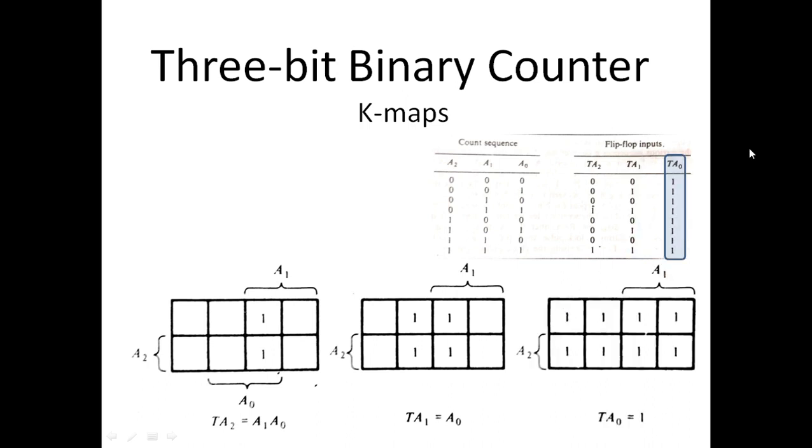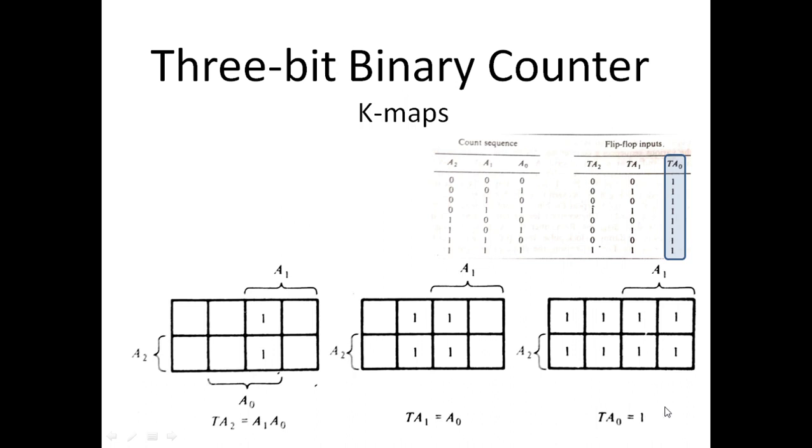Next, we have the K-map for TA0. This is the K-map. All the outputs are 1, so all the squares are 1. And for a 3-variable K-map, when all the squares make a single group, then the equation is written as 1. So the equation for TA0 is just 1. It's logic 1. We will connect this to logic 1.